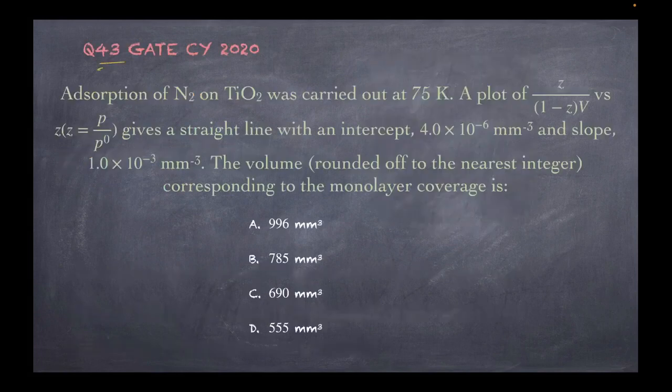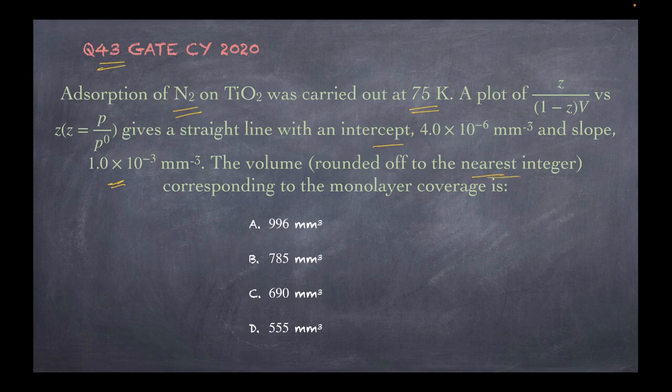So this is question number 43 from the 2020 paper, and the question is about the adsorption of a gas on a solid surface. Adsorption of N2 gas on TiO2 surface was carried out at 75 Kelvin. A plot of Z divided by (1 minus Z) times V versus Z, where Z is P divided by P0, gives a straight line with an intercept 4.0 times 10 to the power minus 6 mm^-3, and slope 1.0 times 10 to the power minus 3. We have to find the volume corresponding to the monolayer coverage rounded up to the nearest integer.